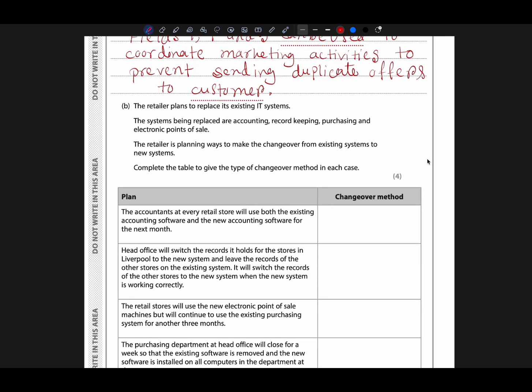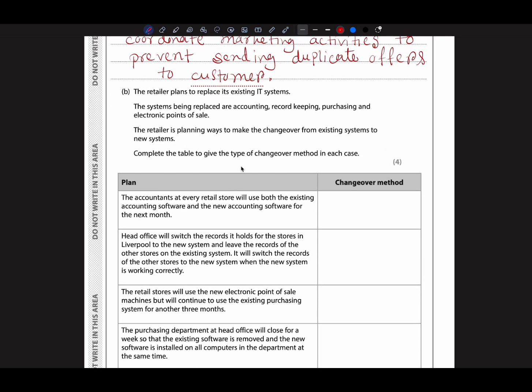Now the question number B is, the retailer plans to replace its existing IT system, right? So they already have an IT system, but they want to replace it with something better. The systems being replaced are accounting, record keeping, purchasing, and electronic point of sales. The retailer is planning ways to make the changeover from the existing system to the new system. That means they change from existing to new system. Complete the table to give the type of changeover method in each case.